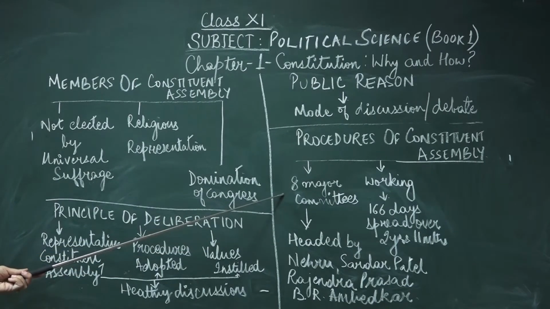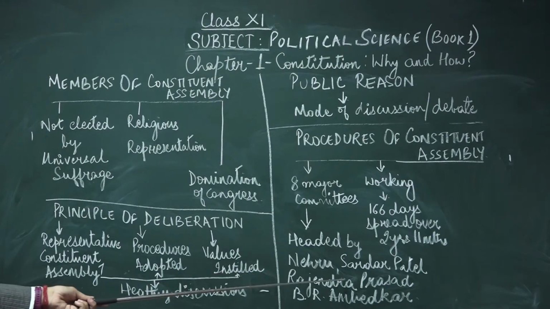There were 8 major committees which were formed. These committees were on different subjects, and they were headed by stalwarts like Jawaharlal Nehru, Sardar Patel, our very own Iron Man, Rajendra Prasad, who became the President of India, and Dr. B.R. Ambedkar, the father of the Constitution. He was the one who was responsible for framing the Constitution.